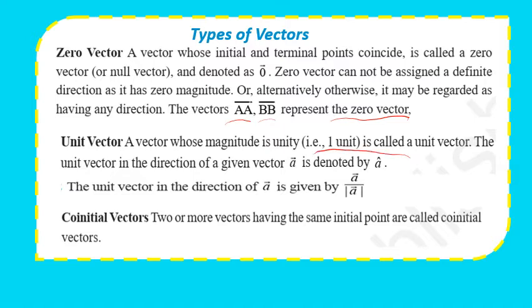A unit vector is something whose magnitude is unit, that is 1. If the magnitude of the vector is unit, then we say that the vector is a unit vector. And the unit vector in the direction of vector A is given by vector A upon magnitude of vector A. Remember this point. Next we have coinitial vectors. Two or more vectors are said to be coinitial if their initial points are the same. We don't care about the terminal points, but if their initial points are the same, then they are called coinitial vectors. Clear? So pause and note down these definitions.